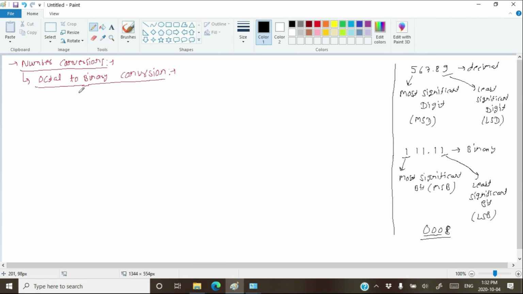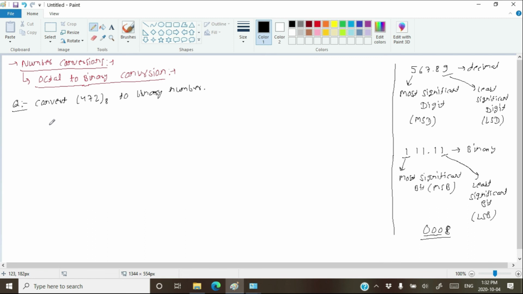Our next topic is octal to binary conversion. So how to convert an octal number into a binary number? Let's take a question. Convert the octal number 472 to the binary number. How will you do it?